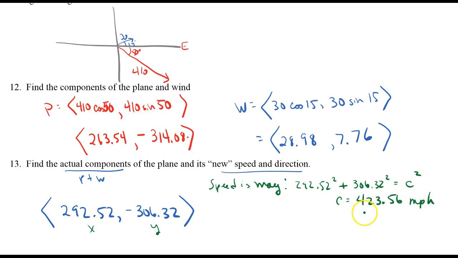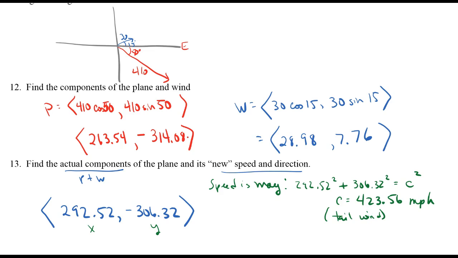Now let's compare this to the original. Did the plane speed up or slow down? The plane was 410 and now it's 423, so it's sped up. So I know it didn't ask me, but this is a tailwind, just something to think through.